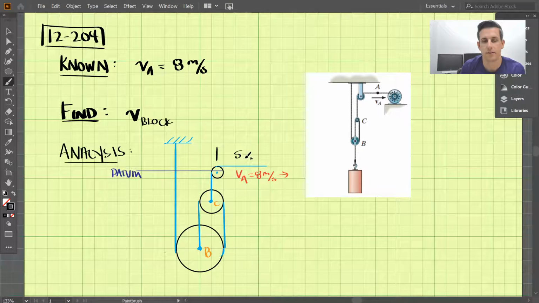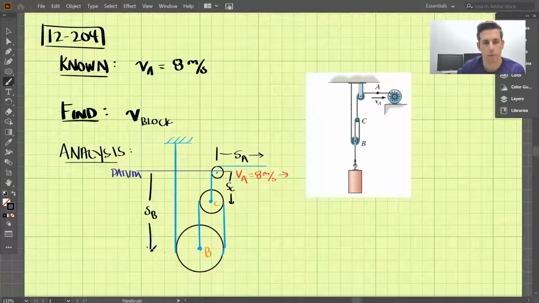So we'll call this distance SA. And from our datum here downward, we'll call this SC, and this goes down to pulley C. And then we'll have SB on this side, and that will go down to our pulley B here.